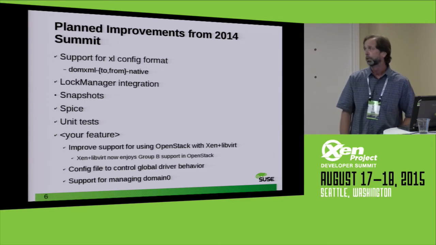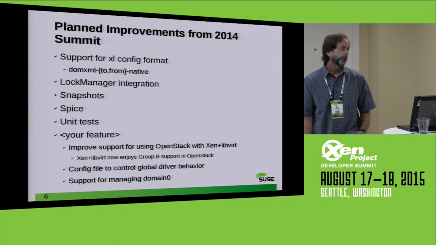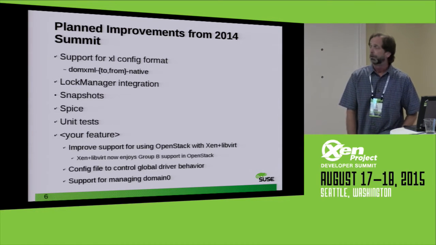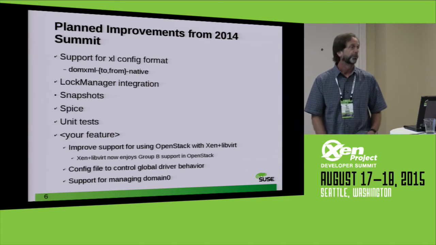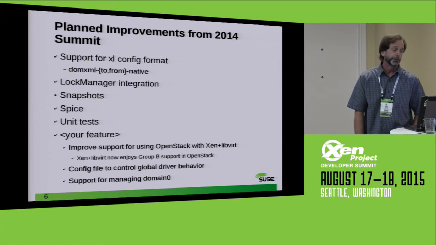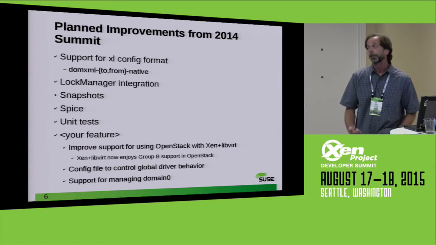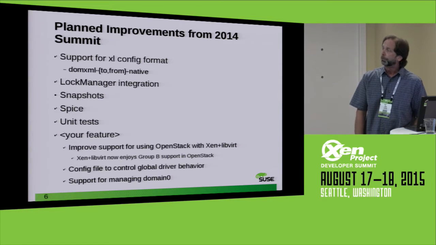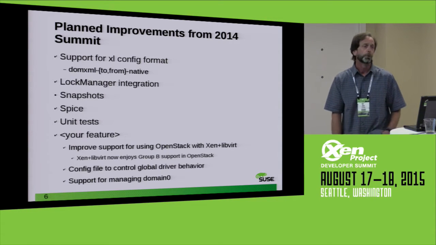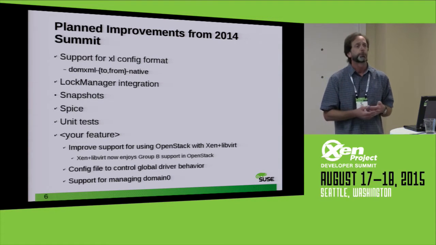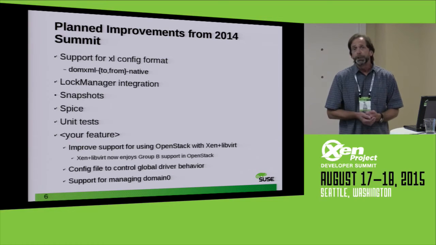And then I had a bullet of just other features, and throughout the year, some things have come in that we've worked on. Stefano talked about improving the Libvirt and Xen stack to elevate Libvirt and Xen to Group B and ultimately Group A support in OpenStack. So a lot of work went into that throughout the year, actually just the last several months. We introduced a config file for the driver to define global behavior of the driver. So for example, do we want auto ballooning on or off?